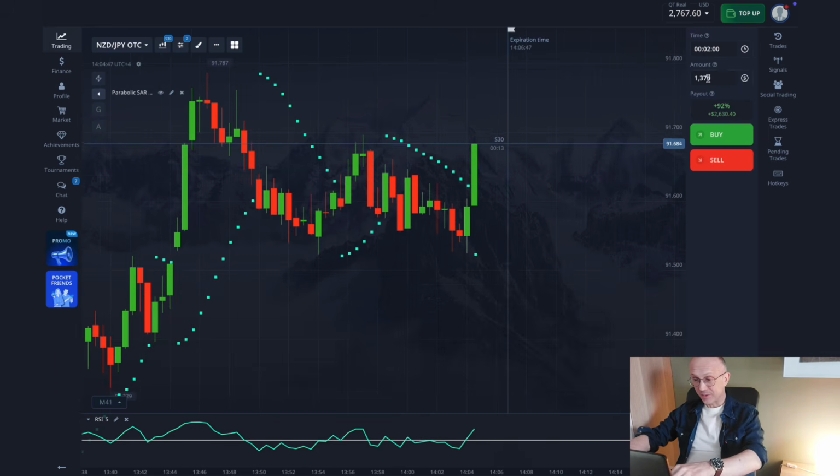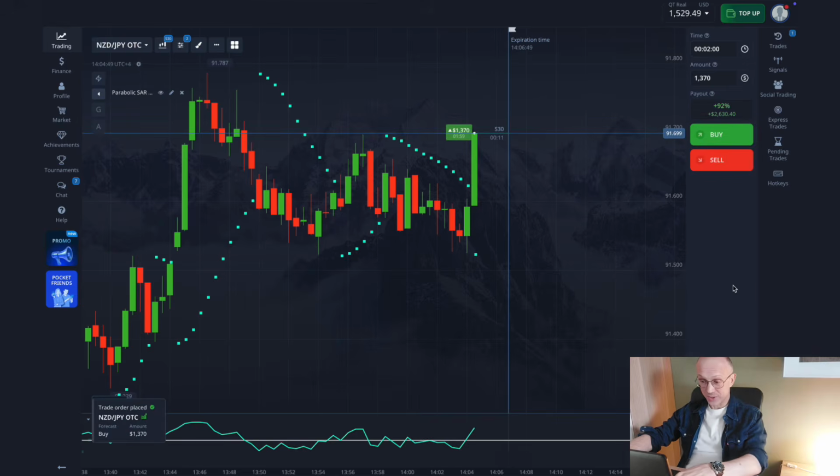Then a new impulse appears from buyers. With an expiration of 2 minutes, I'm opening a long trade for $1,370. The price gets a strong reaction from the support level and literally shoots up. The rebound is sharp, and without pause, the market immediately picks up speed, leaving no doubt about the strength of the movement.